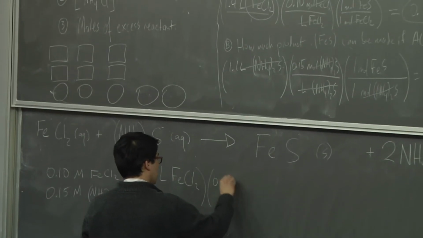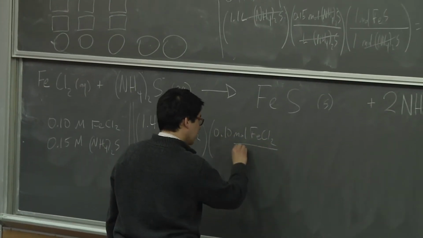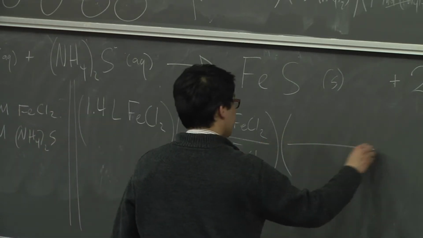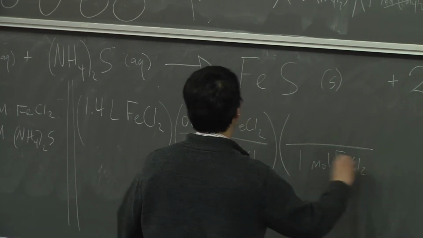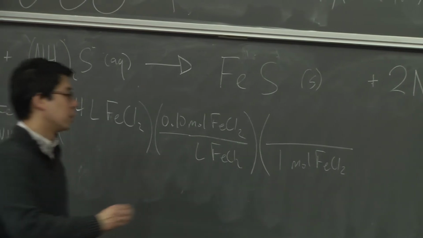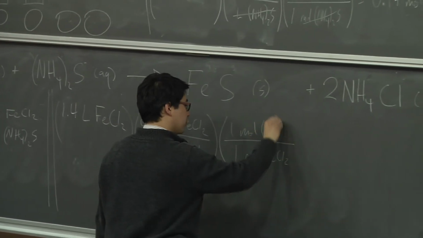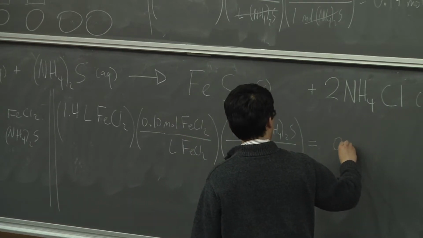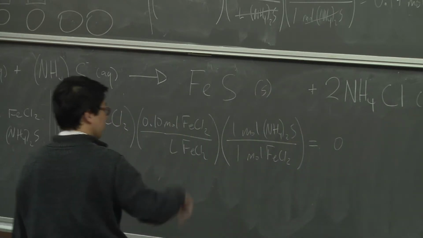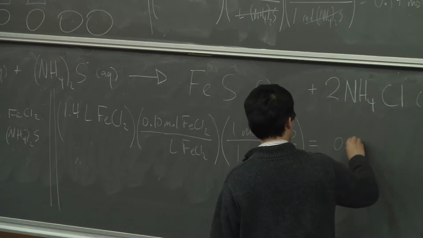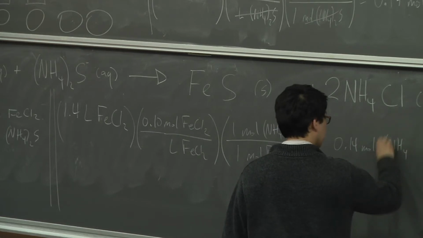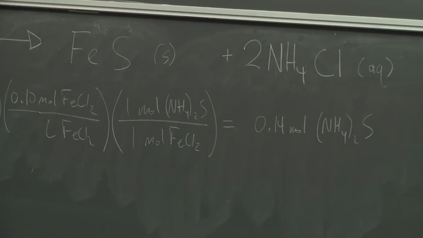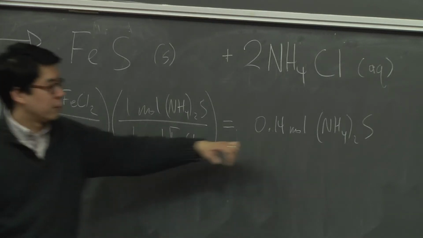times 0.10 moles FeCl2 per liter of FeCl2. And then I'm going to say, in this case, 1 mole of FeCl2 reacts with 1 mole of (NH4)2S. And so that's going to give me 0.14 moles of (NH4)2S. That's telling me that I used up 3 hams. I used up this amount of (NH4)2S.